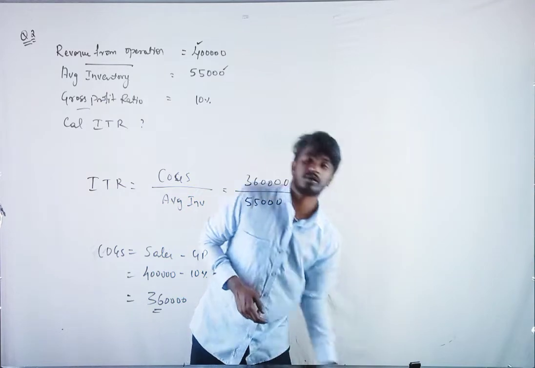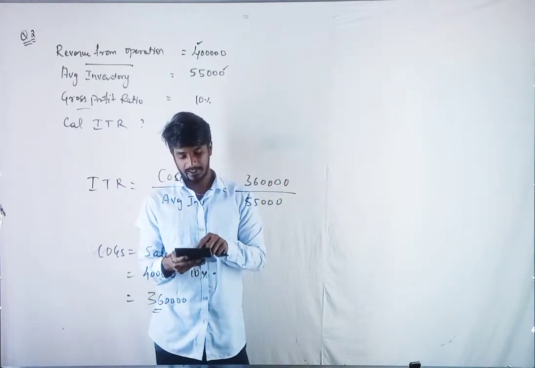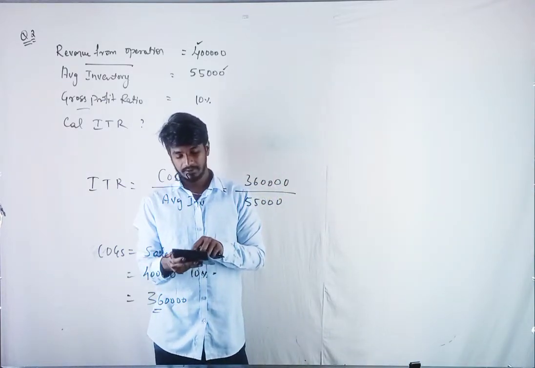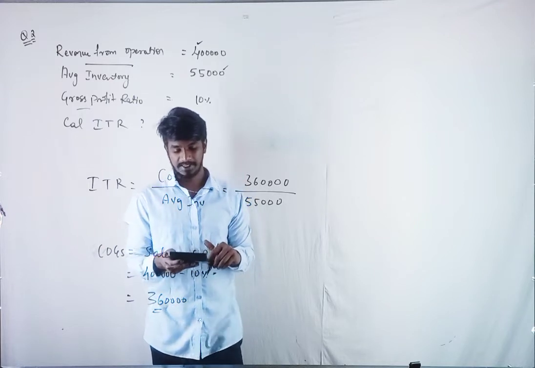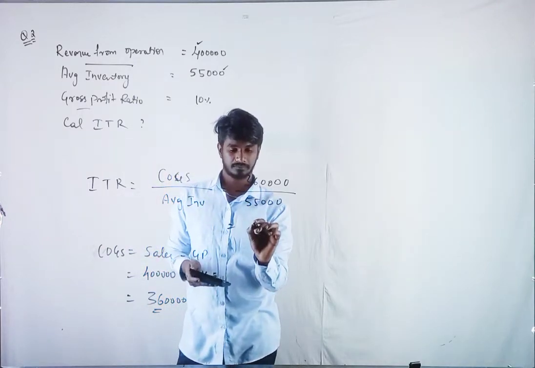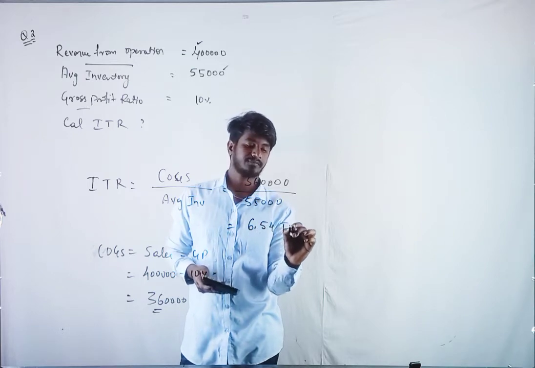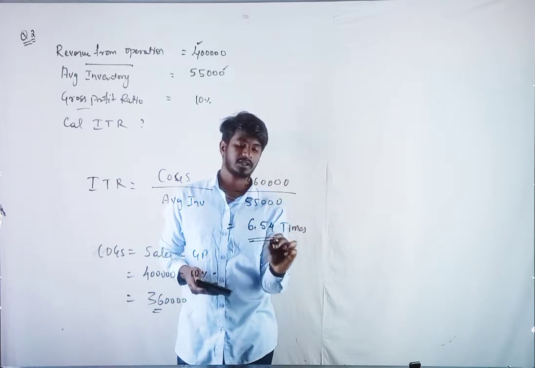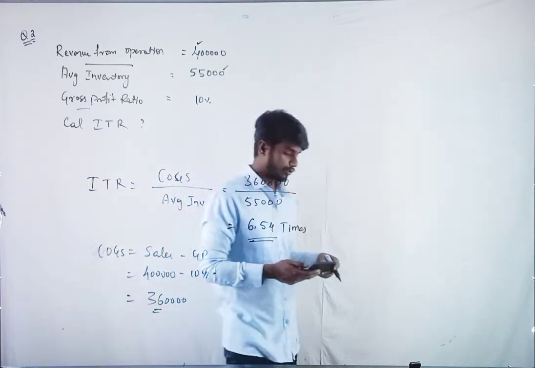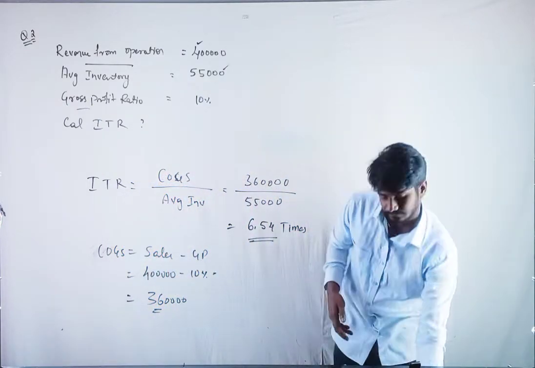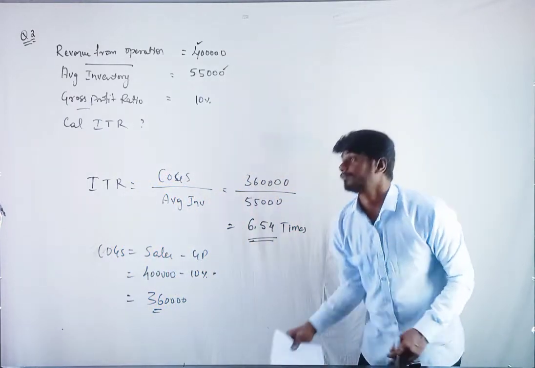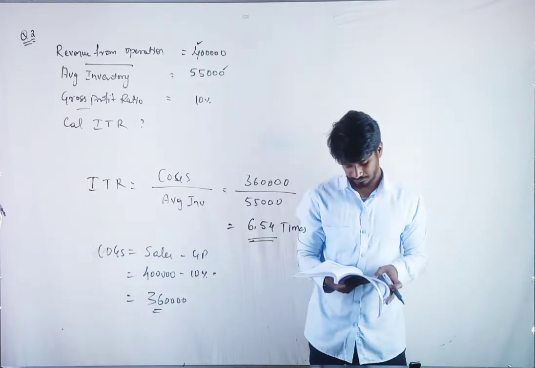3 lakh 60,000 divided by 55,000. How many times does it come out? It comes out 6.54 times. Question number 2 is done. We can take down the solution and the question also.